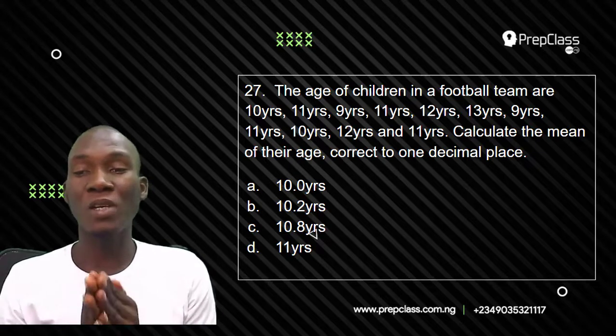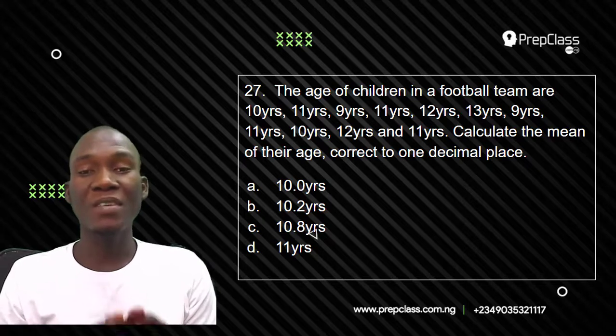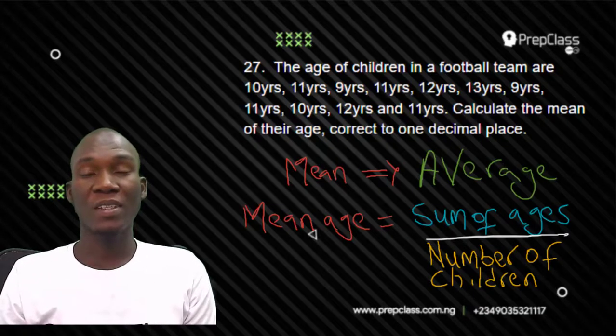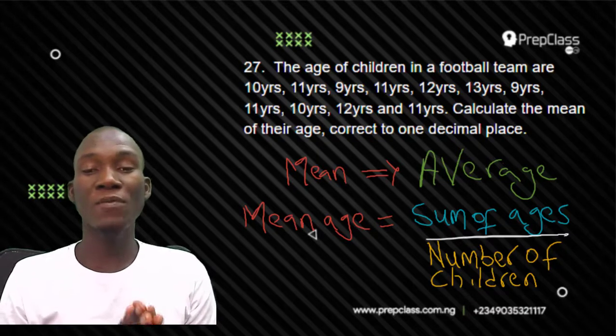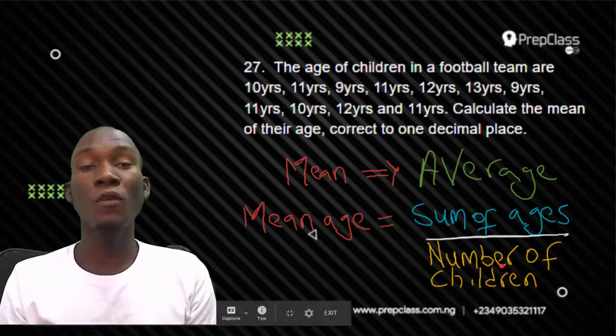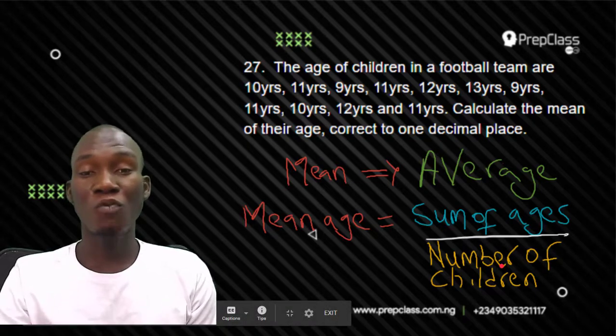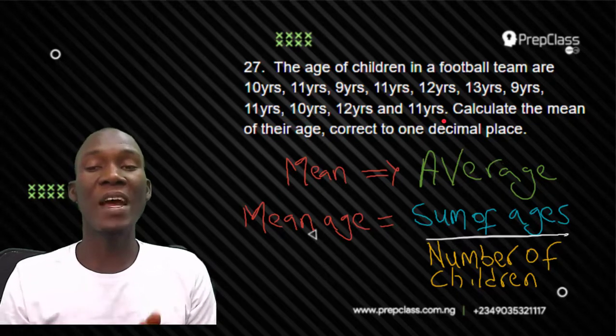Now to solve, we have to calculate the mean of their ages. How do you calculate mean? Mean means average. That is, we have to find the average of all the ages. What is the formula for mean age? Mean age is the sum of the ages, that is, we add all these ages together, divided by the number of children. How many children are there? We get that by counting the number of ages: 1, 2, 3, 4, 5, 6, 7, 8, 9, 10, 11. So it means there are 11 children.